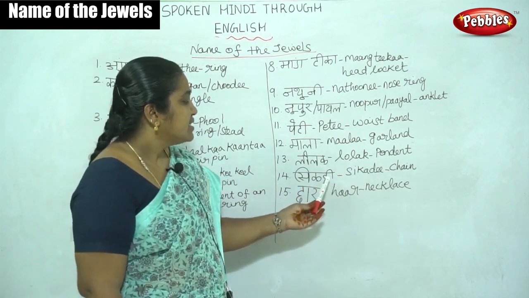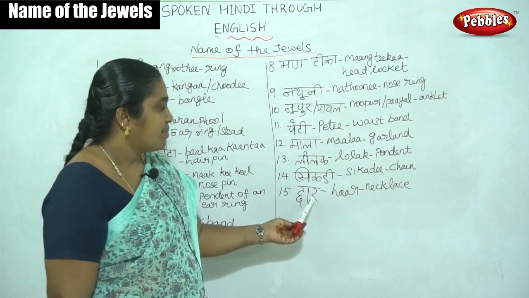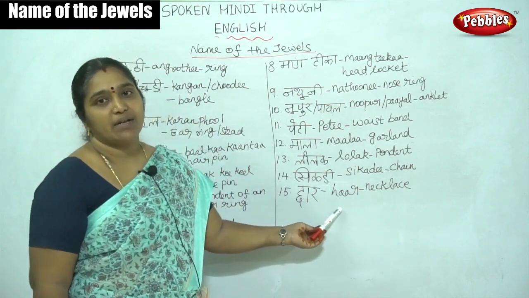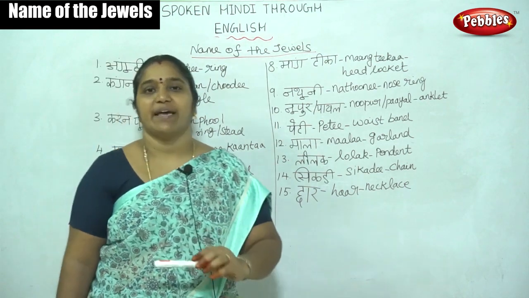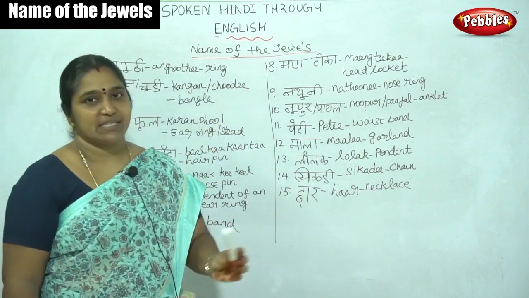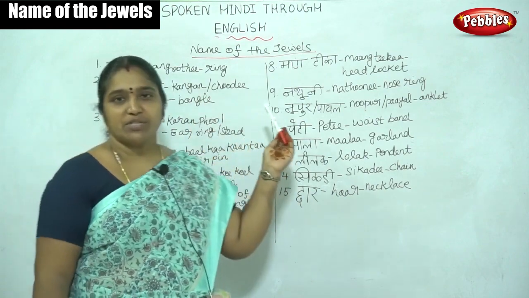Okay, मेरी सिकड़ी बहुत अच्छी है. Then हार. हार means necklace. मेरी हीरा की हार मुझे बहुत पसंद है. I like my diamond necklace. Okay, like that. We can see the names, pronounce them and use them.